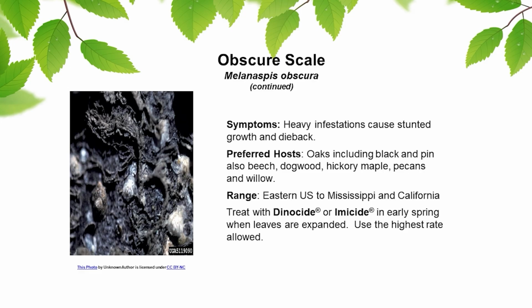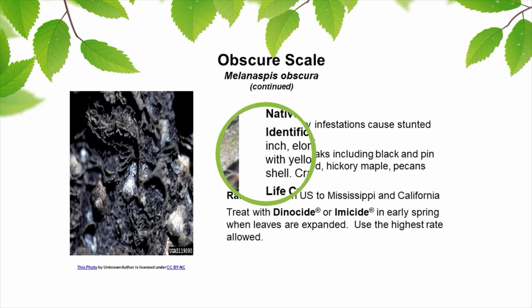To manage obscure scale, treat with Dynacide or Imicide in early spring when leaves have expanded. Use the highest rate allowed.